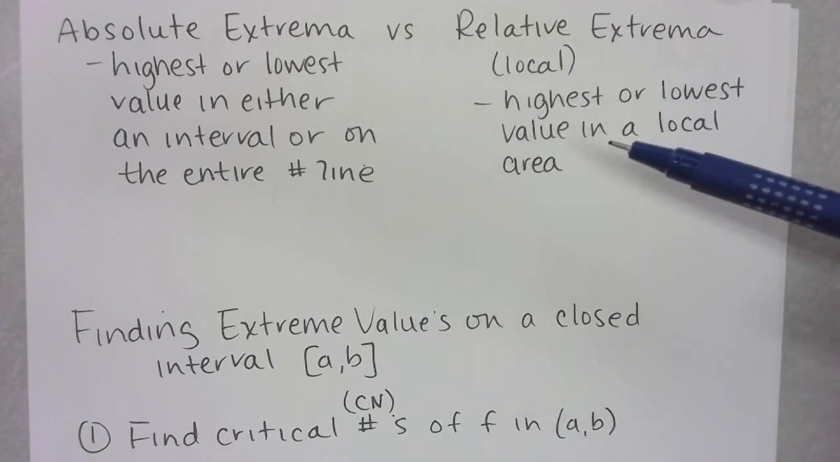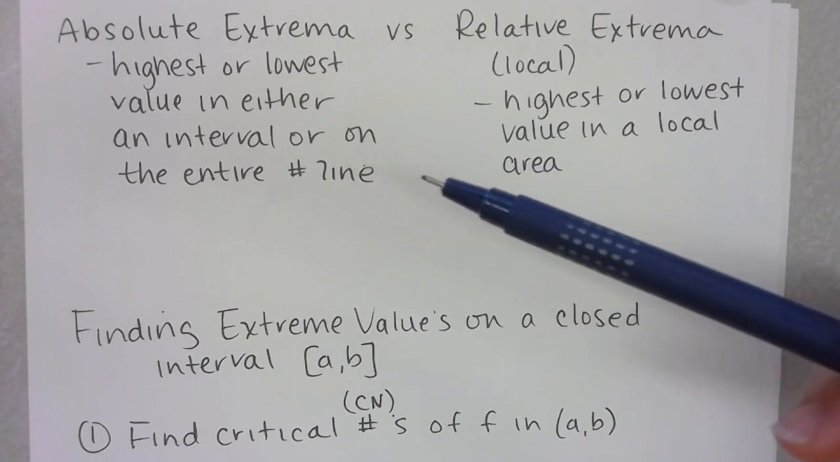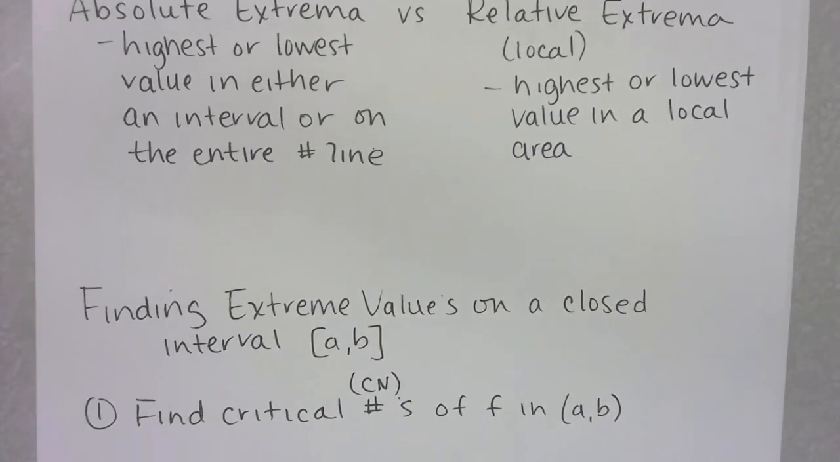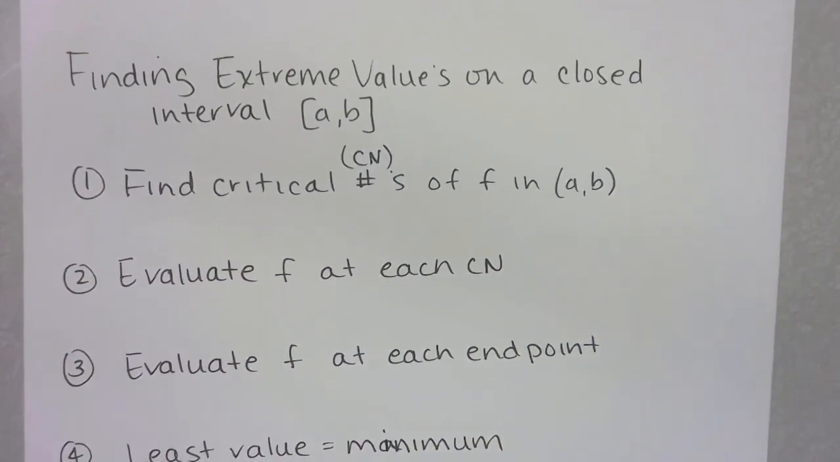Now, oftentimes when we get to the first derivative, we talk about things just being relative extrema until we're certain that it's the absolute extrema. All right, so we're going to go back to our snapshot. Okay, so we're going to start out with finding extreme values in a closed interval, meaning not on the entire number line, just in between two specific x values.